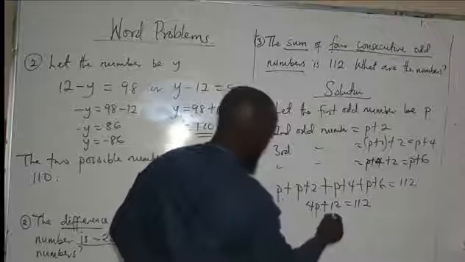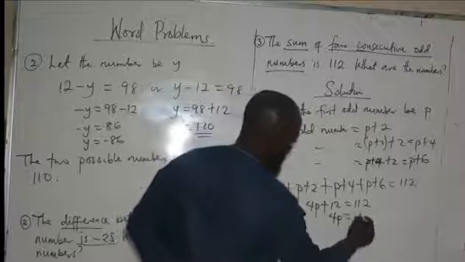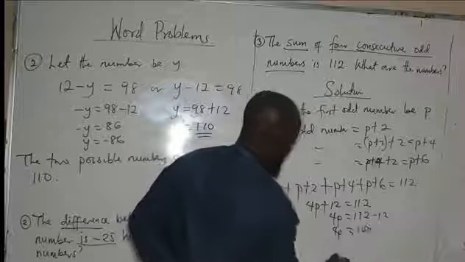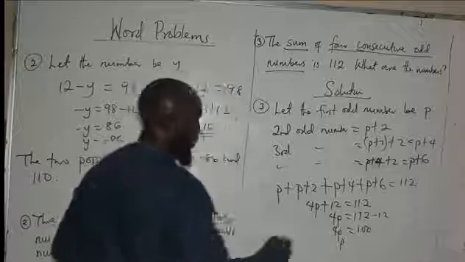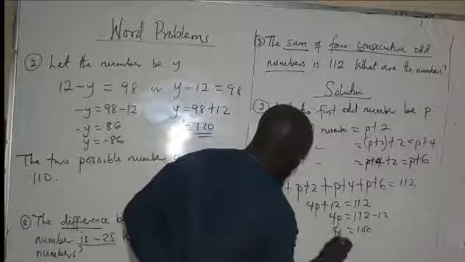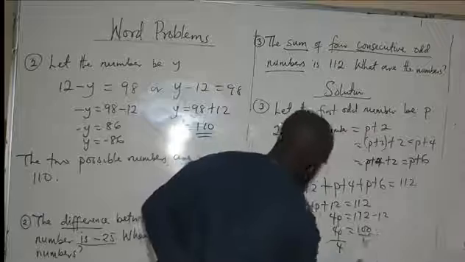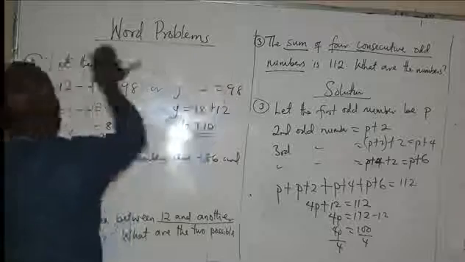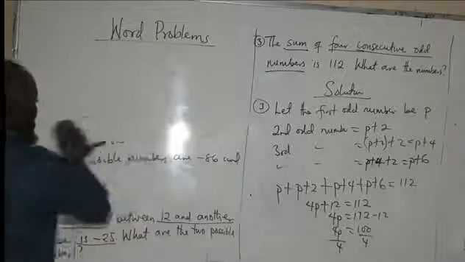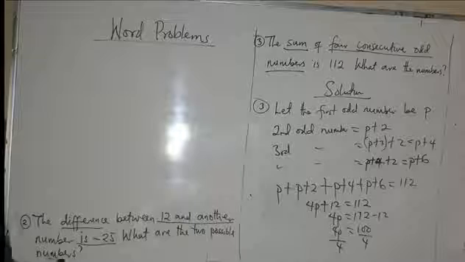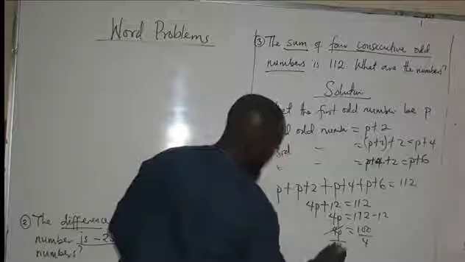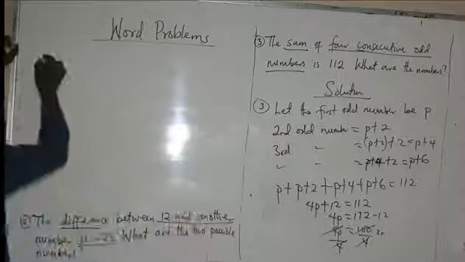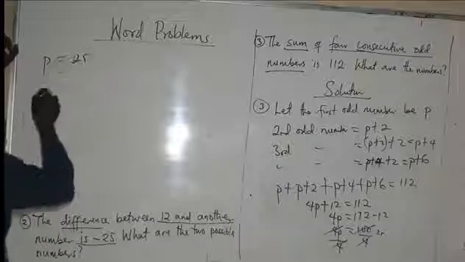If we collect like terms, that will be 4P equals 112 minus 12. That is 4P equals 100. So we divide both sides by 4. The 4 cancels the 4 on the left, and 100 divided by 4 is 25. So P equals 25.